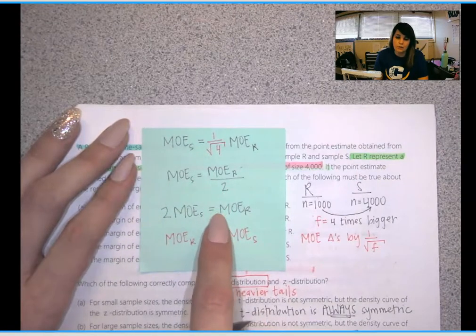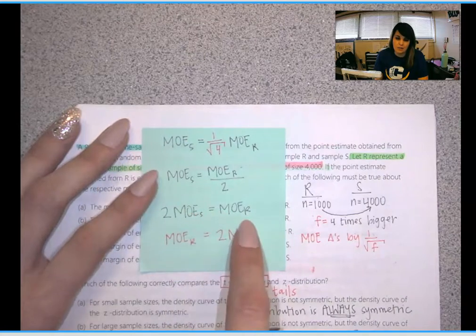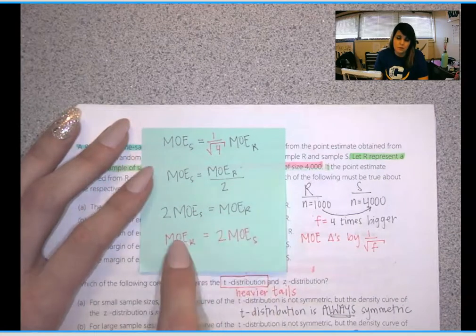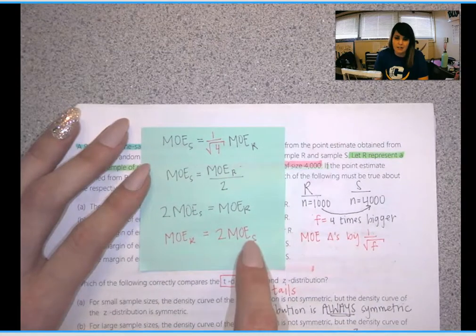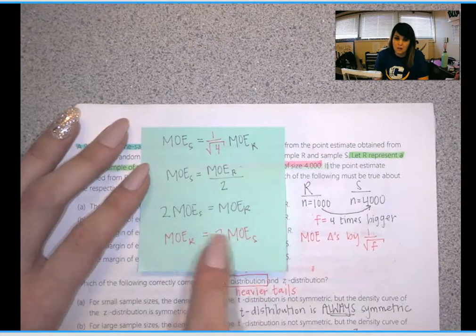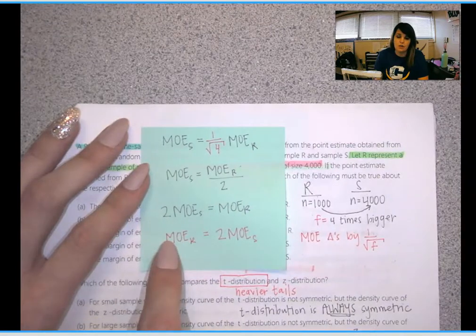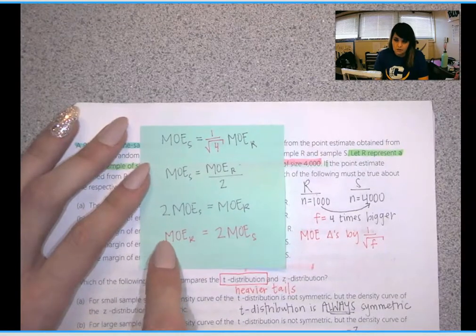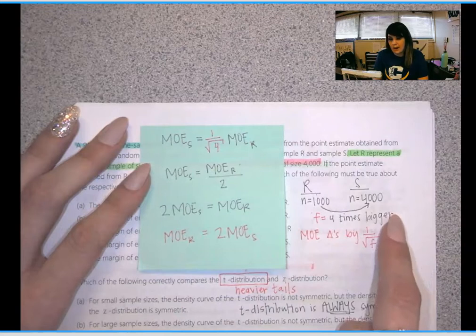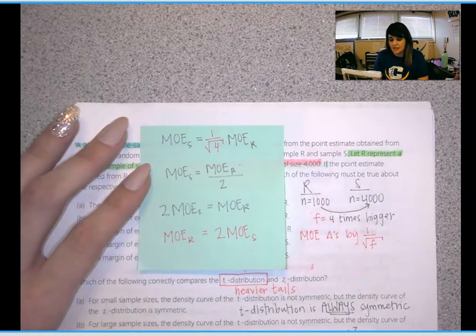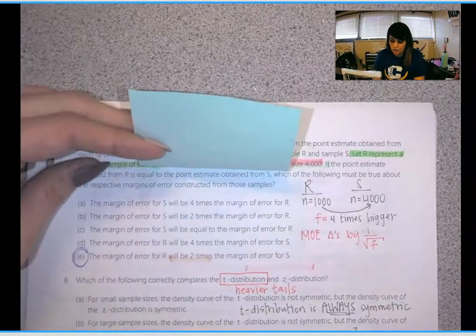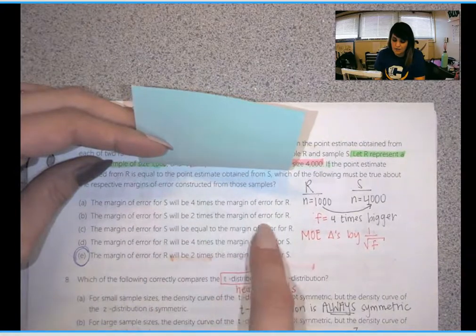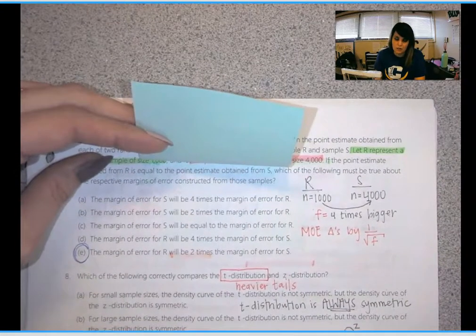And then multiplying both sides by 2, I get this. So what this is telling me is that the margin of error of S is 2 times bigger than the margin of error for R. So I went through and figured out how many times bigger and used this idea to answer the question. I had to go through and verify each of them because of the way that they worded it.